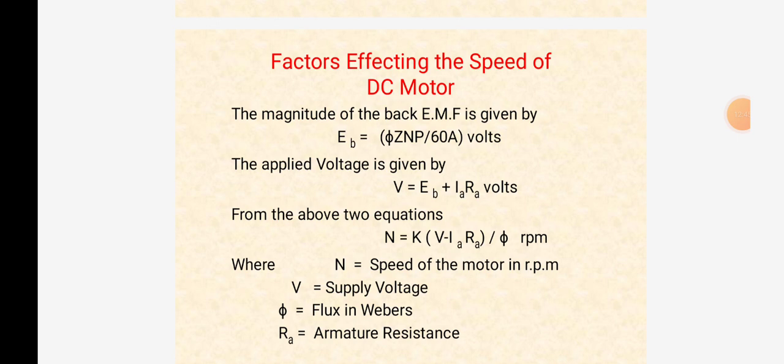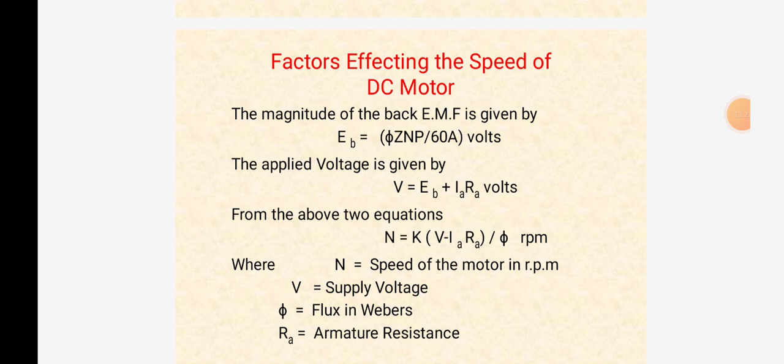The armature conductors cut the magnetic flux and therefore EMFs are induced in them. The direction of this induced EMF is opposite to the applied voltage, hence it is called back EMF. Already in previous classes we discussed the back EMF.